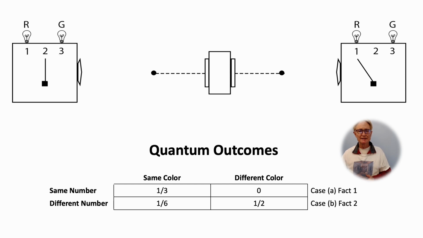Fact 1 is that when Alice and Bob happen to choose the same detector settings, case A, they always get the same color outcome. Half the time both are red, RR, and half the time both are green, GG. Fact 2 is that Alice and Bob only get the same color outcomes in 1/4 of the trials when they happen to choose different detector settings. That's case B. 1/8 of the time, both are red, and 1/8 of the time, both are green. So what's so mysterious about that?